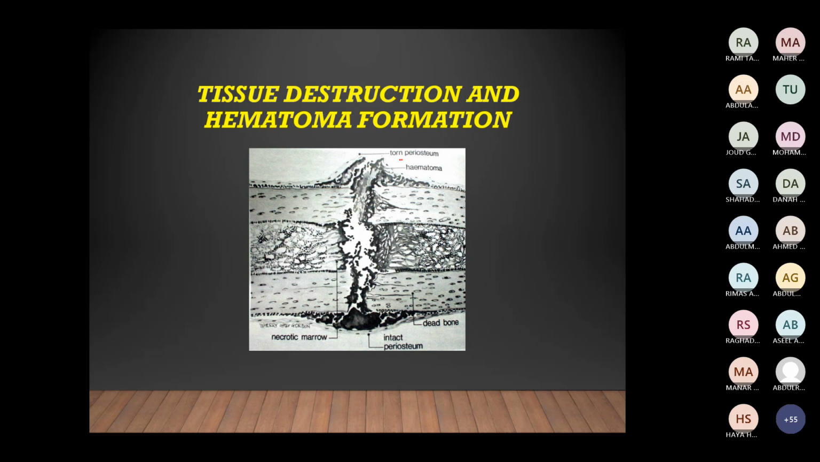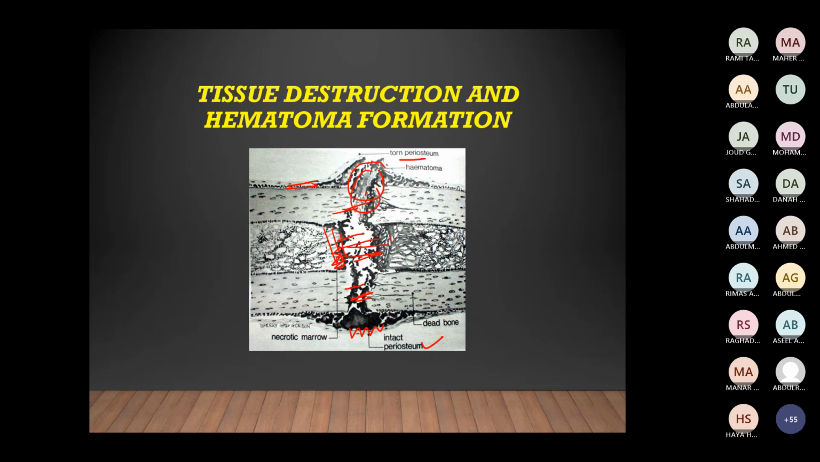Now this is the diagram of tissue destruction and hematoma formation. You can see the torn periosteum, and all this hematoma formation inside. This is the dead bone over here. Now this has to be approximated for healing. What is the importance of an orthopedic surgeon? He puts this together and tries to put a plaster over it. This is the intact periosteum, which is living. Dead bone usually doesn't heal properly. This is the area of the necrotic bone, so you have to remove this and see that the living bone approximates each other.